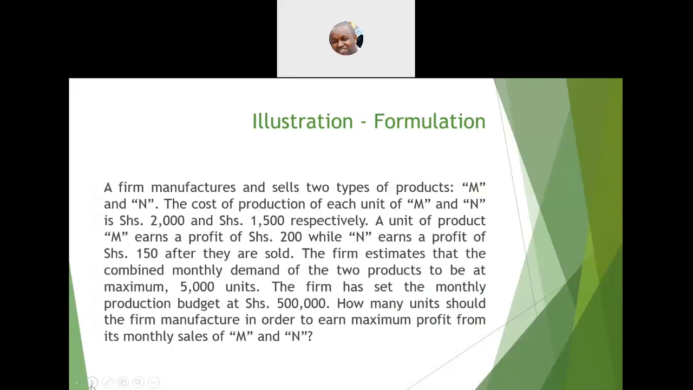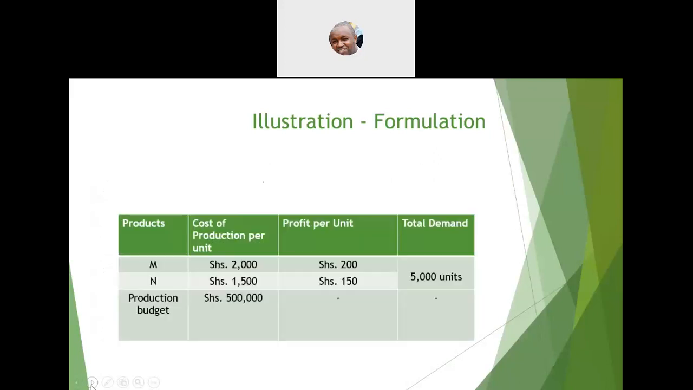We could put this information in tabular form for us to understand it better. You notice on our products, we've got product M and N. We've got cost of production per unit, which is 2,000 for M and shillings 1,500 for N. We've got profit per unit, 200 and 150 for M and N respectively. And the total demand for the two items is 5,000 units. Thereafter, we've been given our production budget as shillings 500,000.